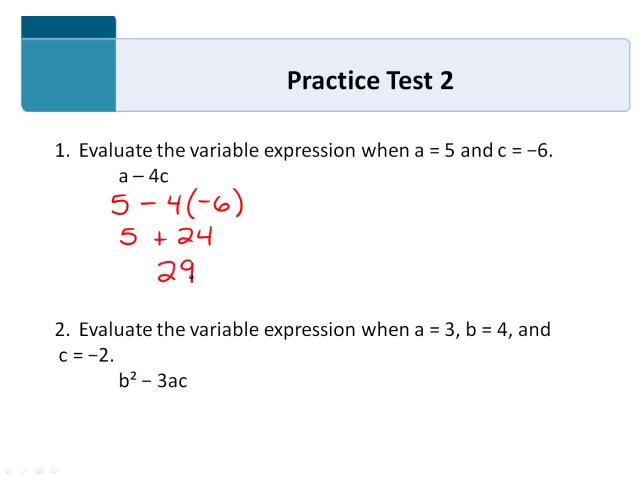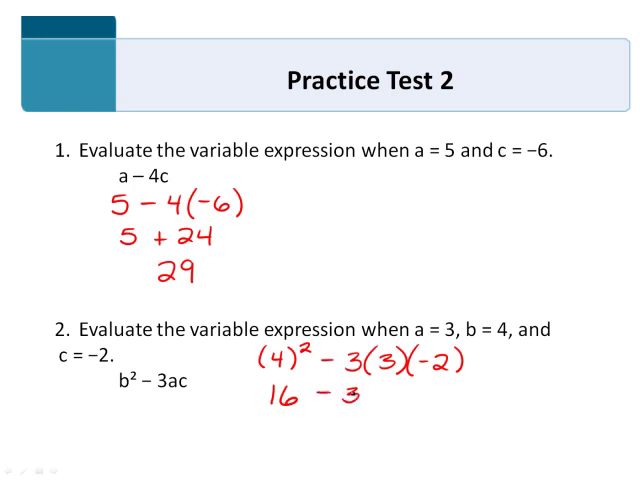Number 2. Evaluate the variable expression when a equals 3, b equals 4, and c equals -2. So make sure that you put these numbers in parentheses. So we have b squared, that's going to be 4 squared, minus 3 times a, so a is 3, times c, and c is -2. Okay? So the order of operations tells us to start with the exponent. 4 squared, 4 times 4 is 16.